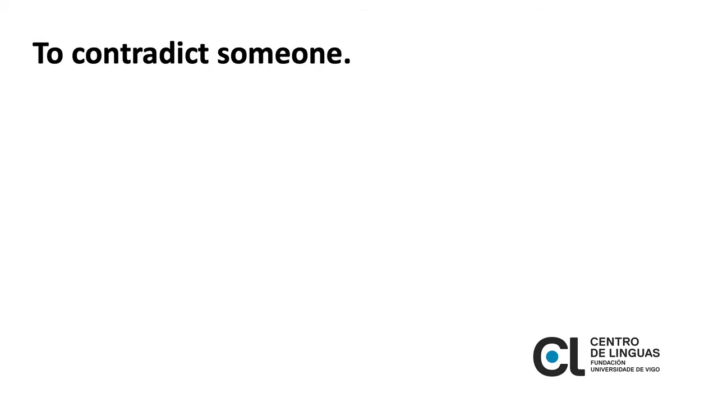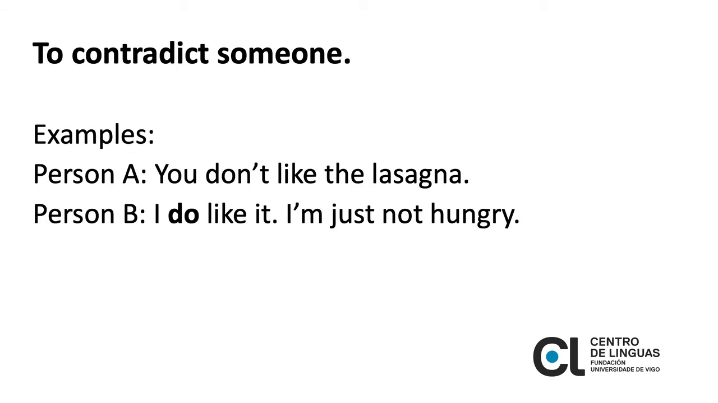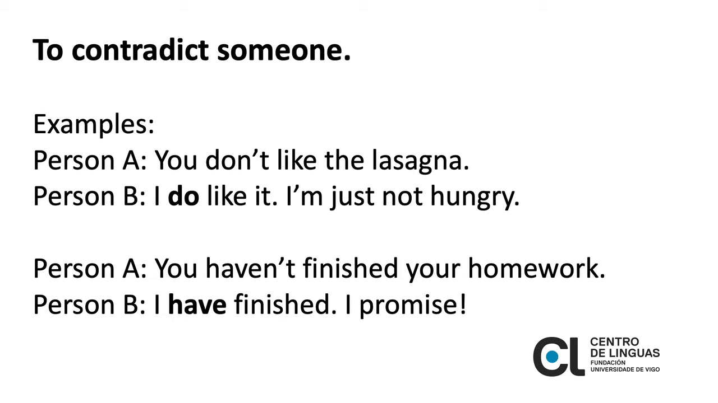We can also use auxiliary verbs to contradict someone. For example, person A says, you don't like the lasagna. And person B says, I do like it. I'm just not hungry. That do is a contradiction of person A's statement. Okay? Person B could just say, I like it, but they have to use the auxiliary verb to show that they disagree with what person A said. I do like it, I'm just not hungry. Here's another example. Person A says, you haven't finished your homework, and person B says, I have finished, I promised.